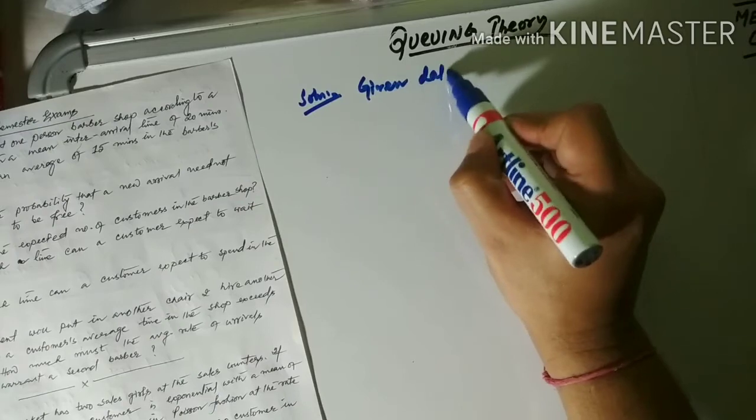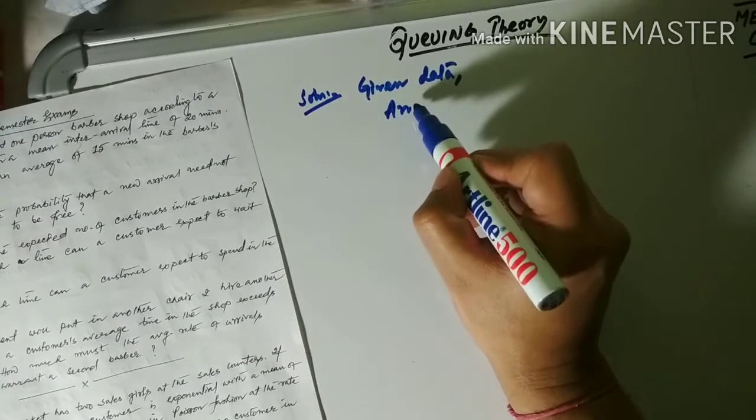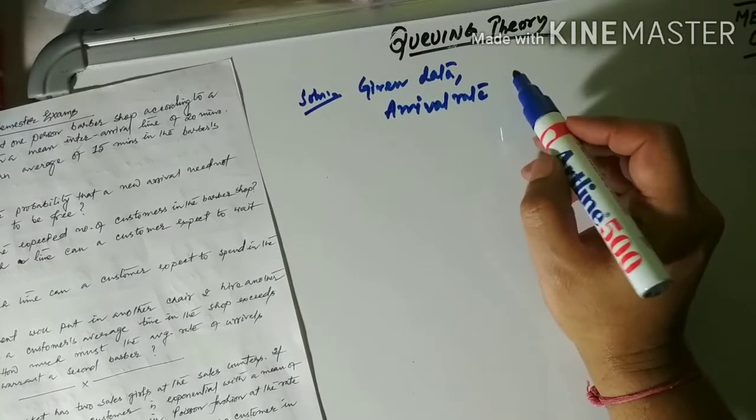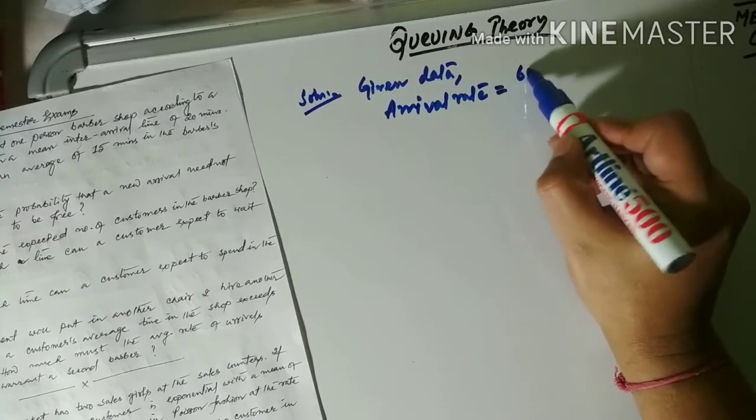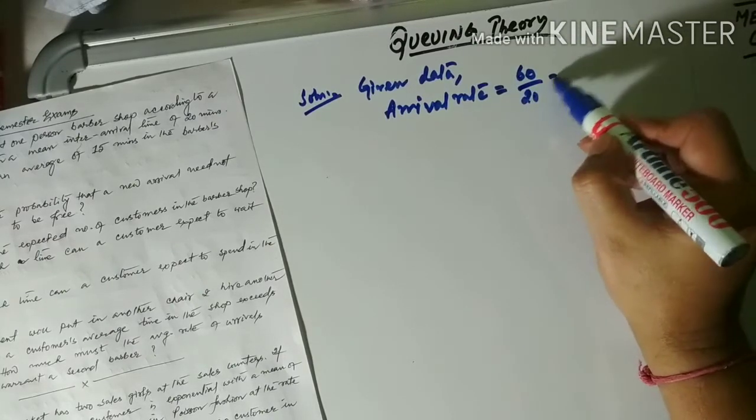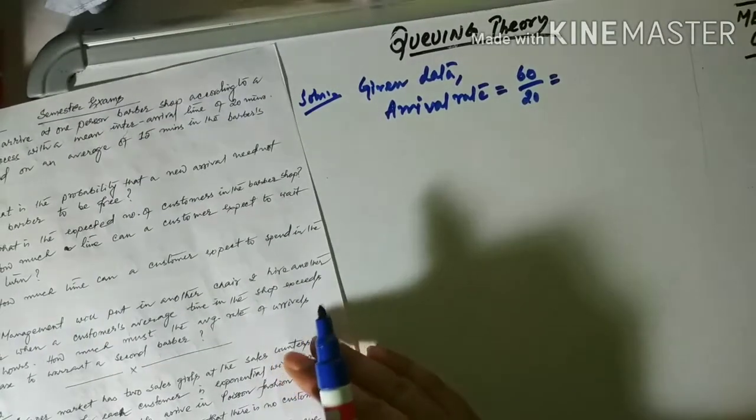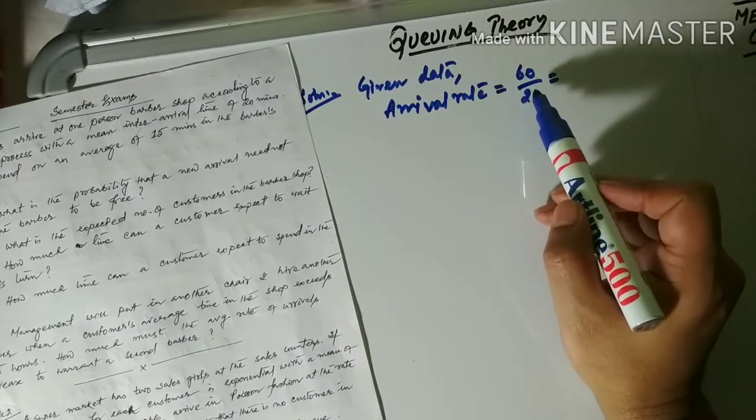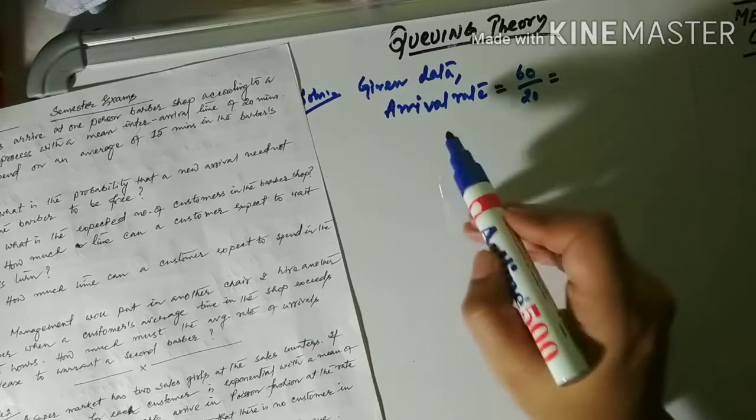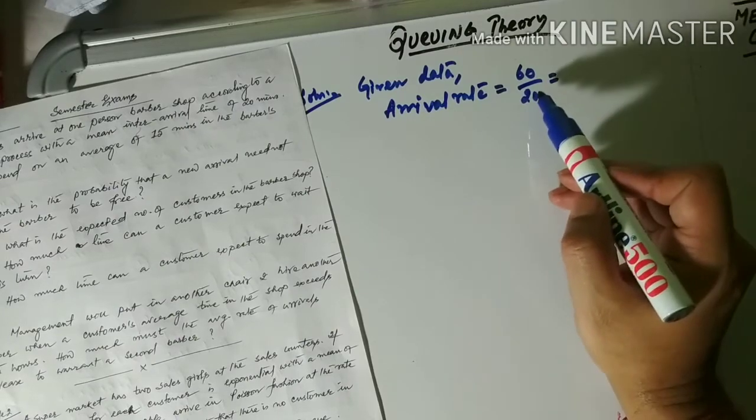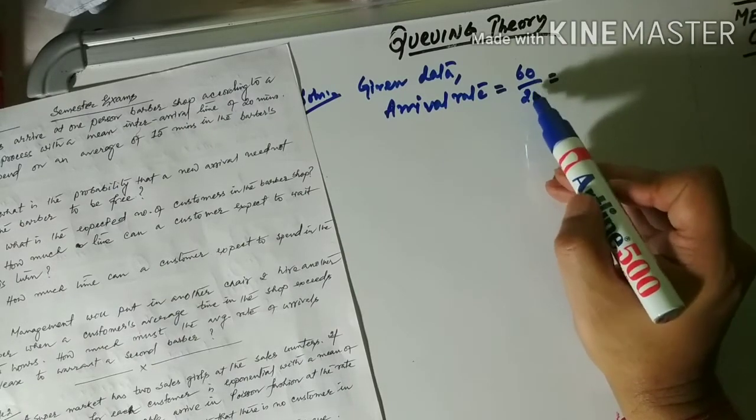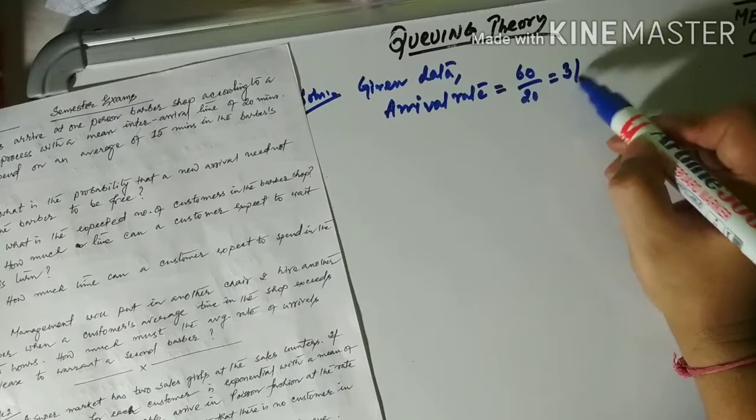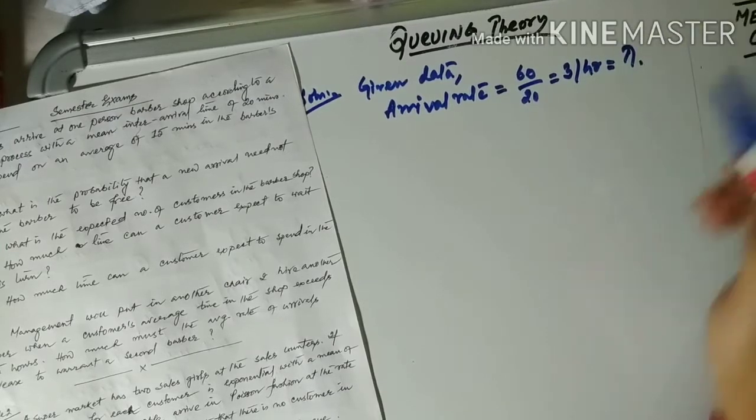Given data, arrival rate. Look, these problems are mainly formula based. You need not worry much about these particular problems. Just practice and you will score enough marks. So 20 minutes is given, and I am converting it into per hour. The arrival time is 20 minutes and I have to convert it into per hour. So 60 by 20, which is 3 per hour. That is given by lambda.